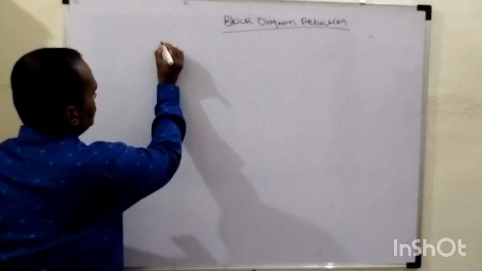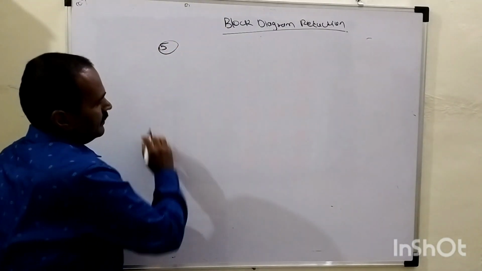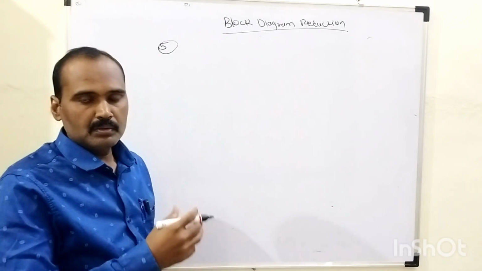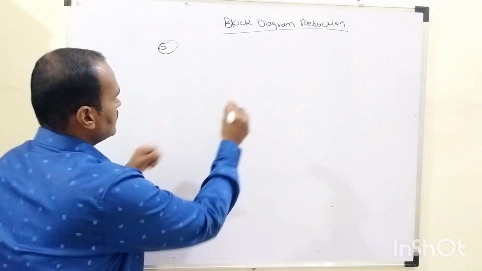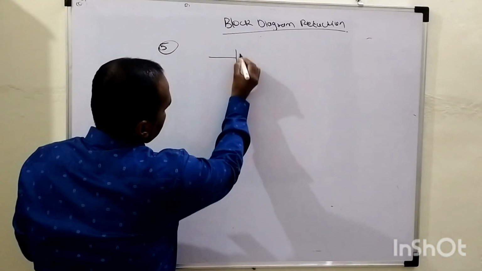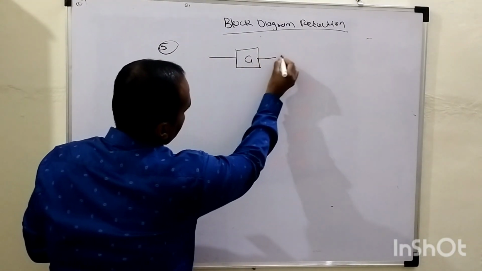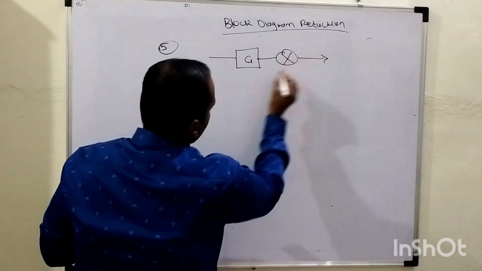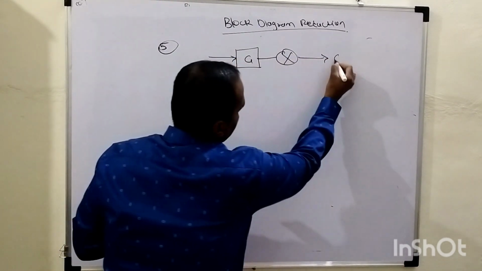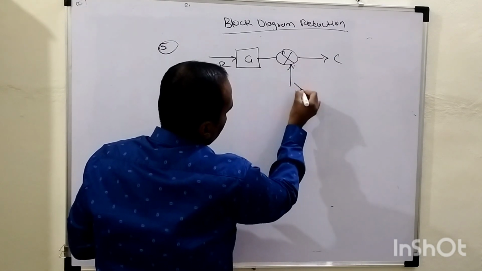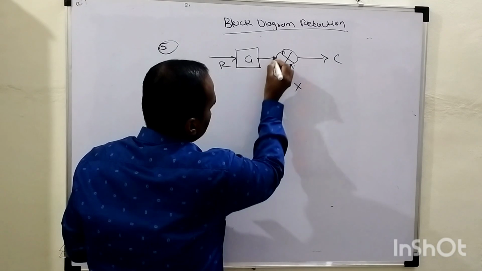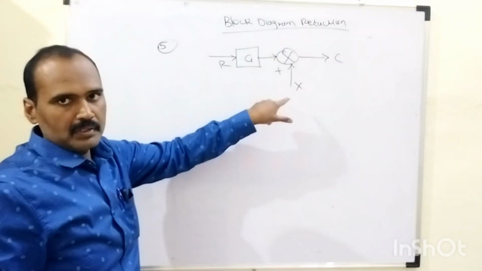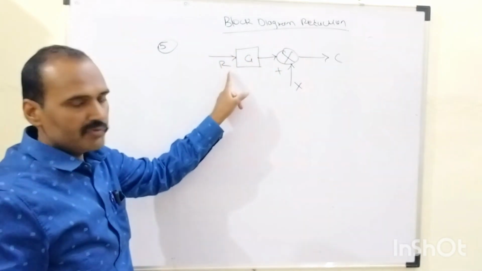So rule number 5 of this block diagram reduction technique, as I told you earlier, rules number 5, 6, 7, 8, these belong to the summing point and the takeoff point. So let us consider the scenario in which this is the gain of the forward path, and here we are having this summing point, this is input R, this is output C, and this is the magnitude of the summing point terminal X along with the mathematical sign plus. In this scenario we will learn how to shift the summing point before this block.